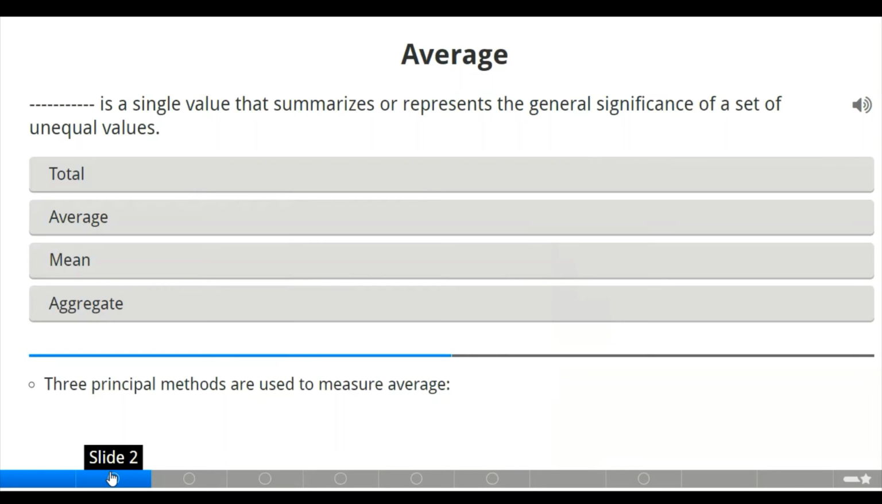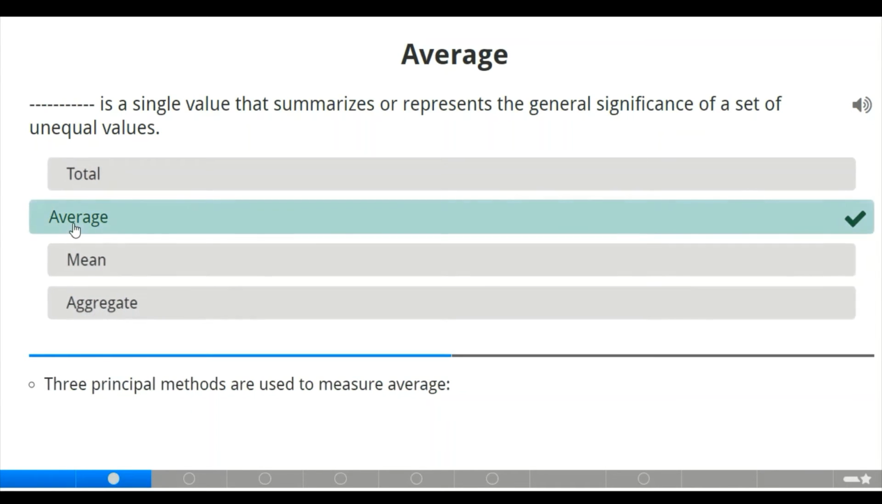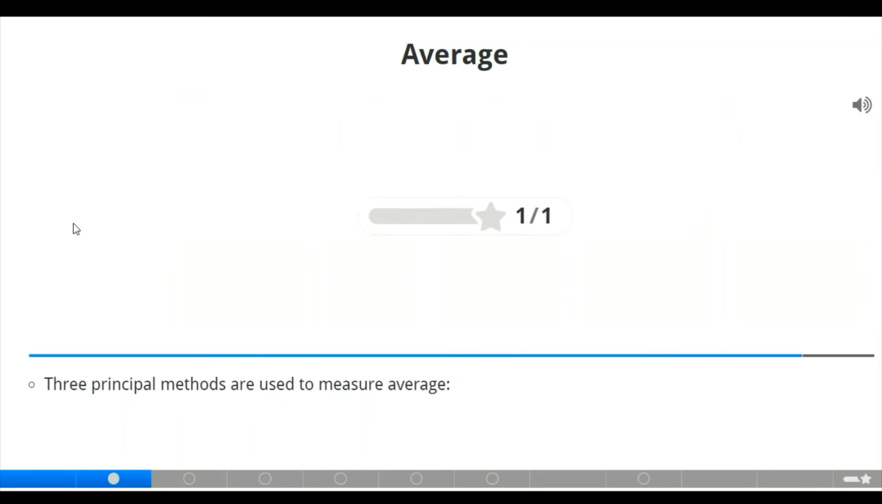The very first thing we're going to be looking at generally is average. So the word average, what does it mean? Average is a single value that summarizes or represents the general significance of a set of values. So when you are trying to summarize or represent information that comprises so many details, then we use average.